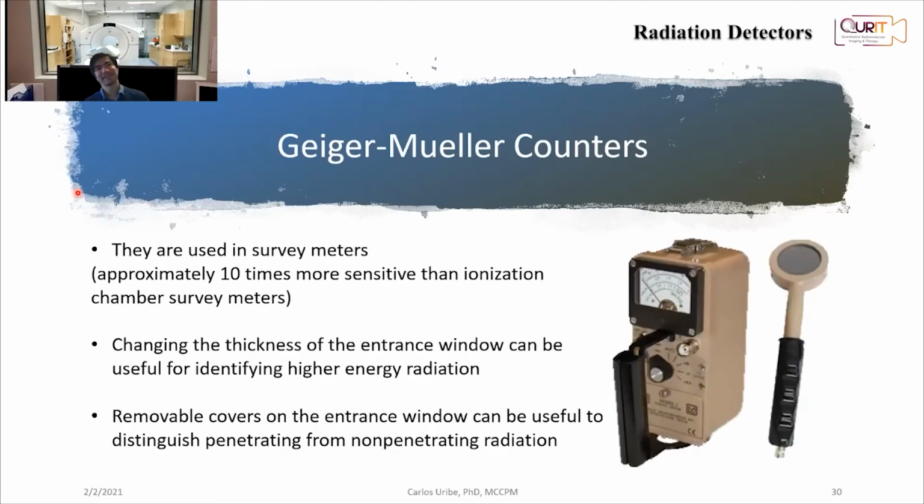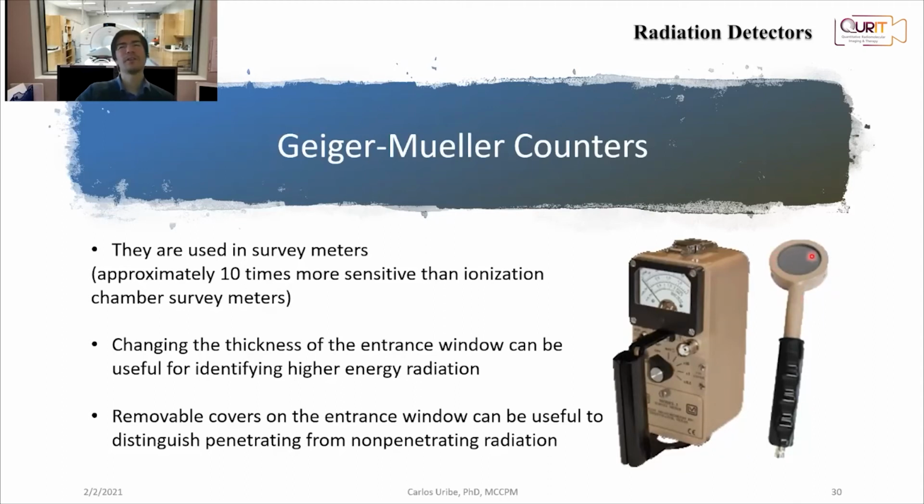Geiger-Mueller counters are also used in survey meters. These survey meters are approximately 10 times more sensitive than the survey meters that work in just the ionization chamber region. Now, if you look at this device that I'm showing on the right, we typically call it a pancake device, because of the shape of the detector.